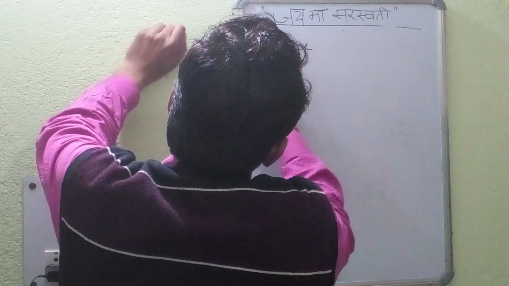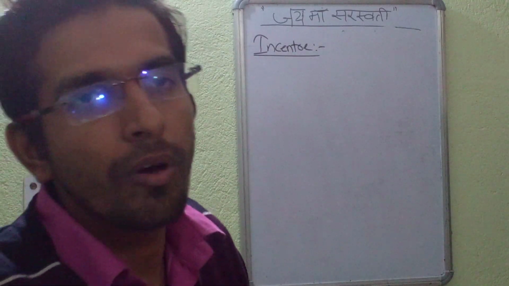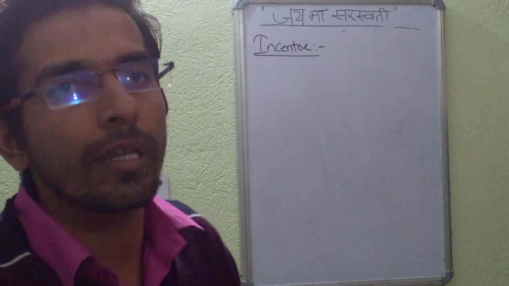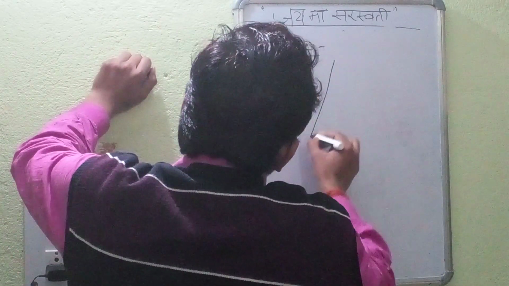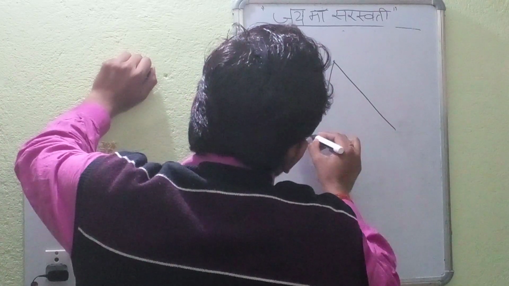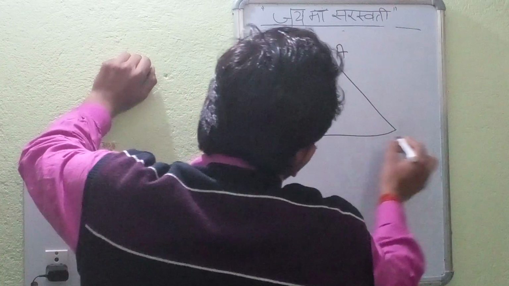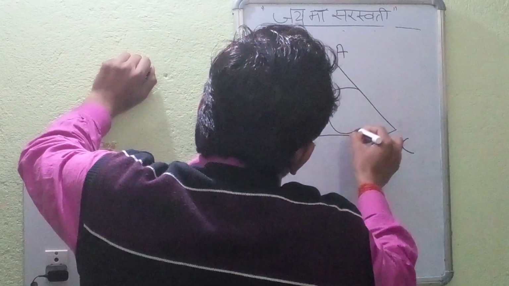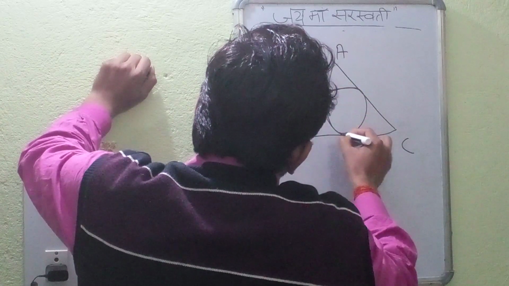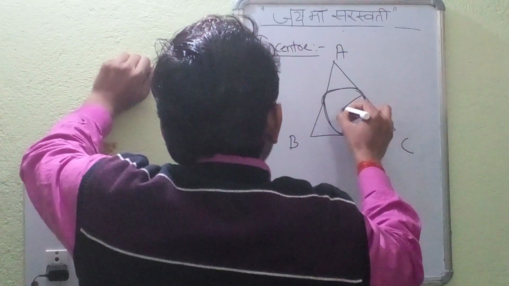That term is known as the incentre, or the inscribed circle in coordinate geometry. So it will look like this. This is the triangle ABC, and this is the circle. This is the particular circle. This is the center of the circle. This is the radius.